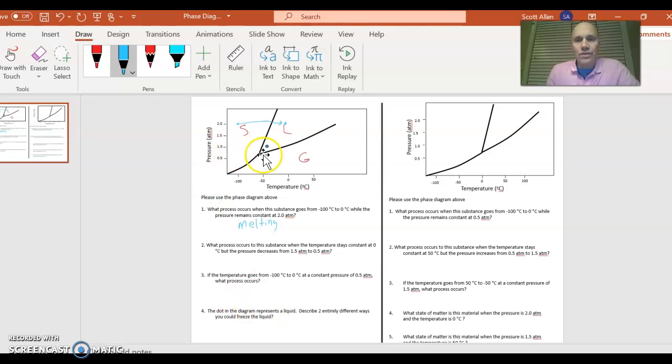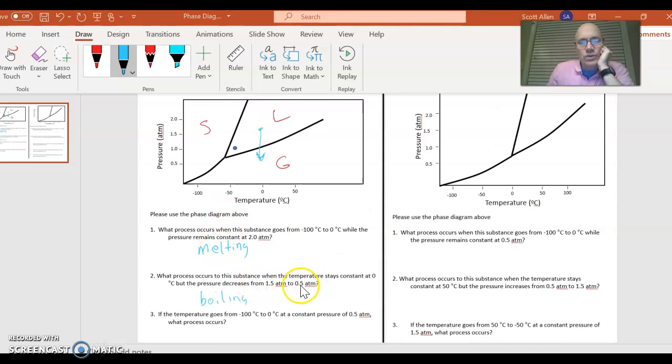So in this video, I'm going to go over the solutions to the phase diagram worksheets. All right, the first question asks what process would occur if something went from -100 to 0 degrees Celsius at a constant pressure of 2 atmospheres. We can see the starting point right here, and the end point right there. Because that goes from solid to liquid, that would be considered melting.